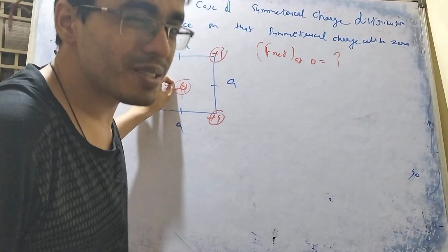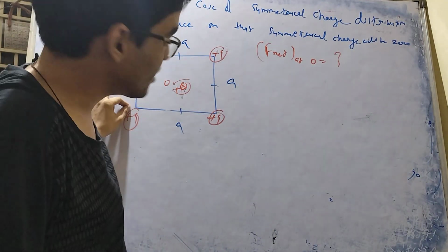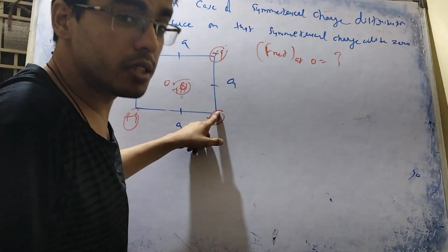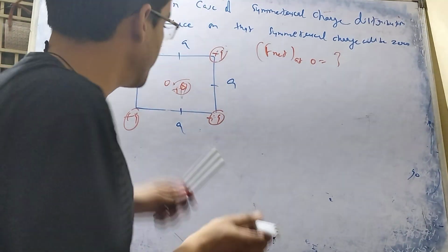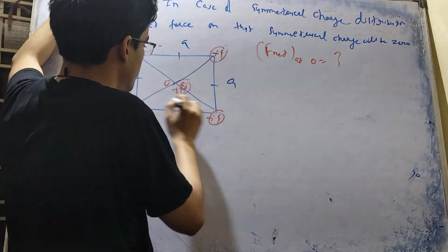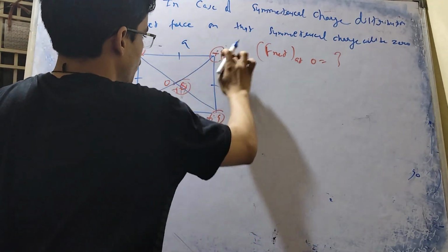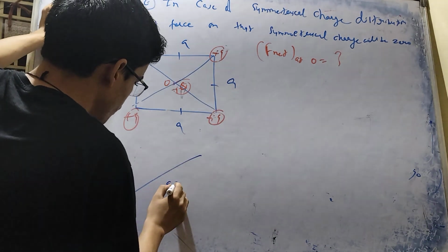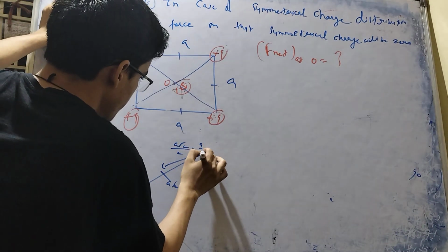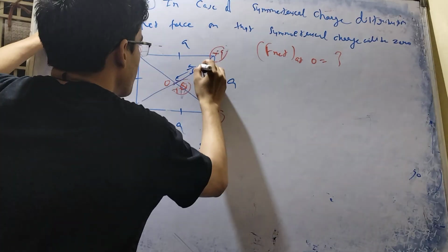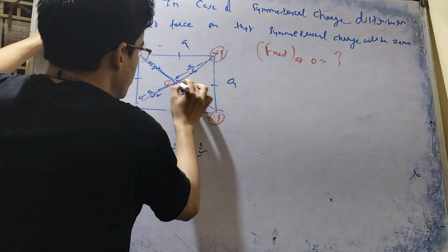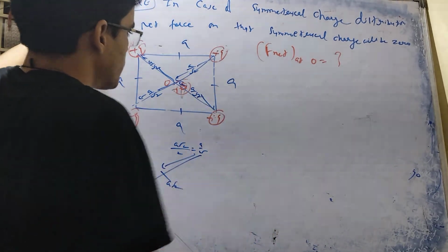Now check. Here force will exist due to each of these charges. Understood? One thing, tell me: this diagonal will be a root 2. If the complete diagonal is a root 2, then this half will be a root 2 by 2, which is a by root 2. It means this will be a by root 2 value. Correct?